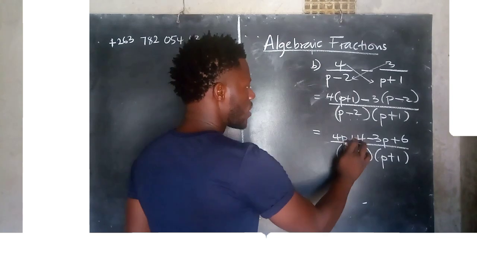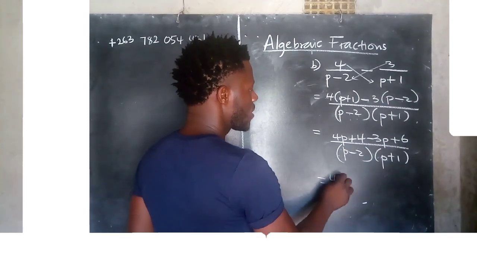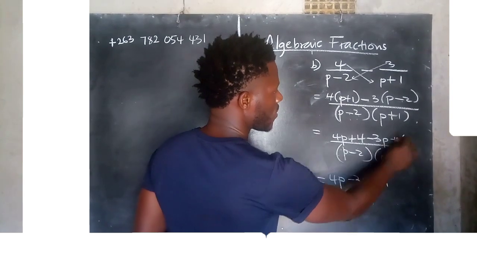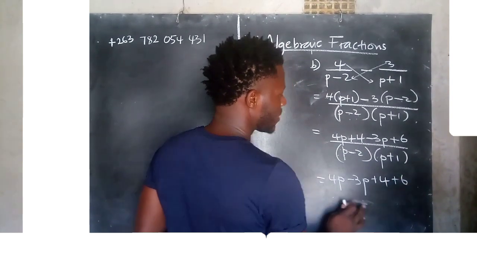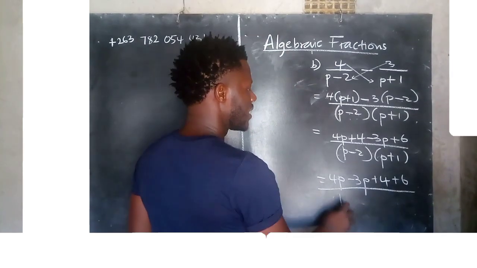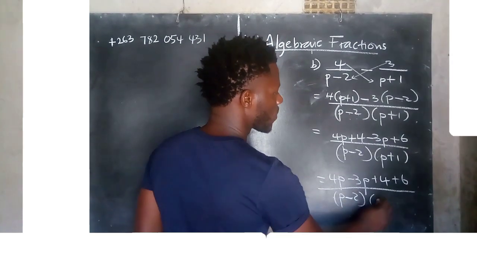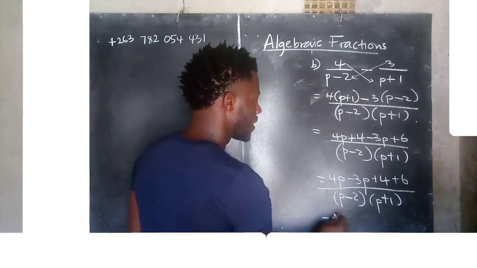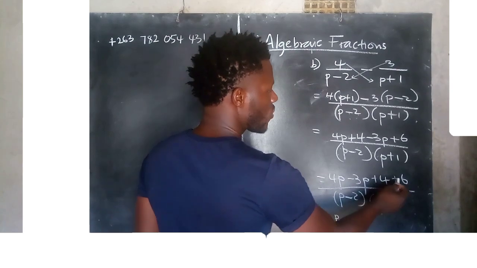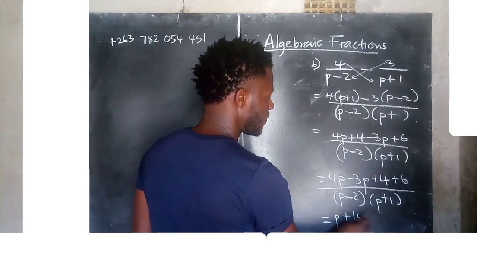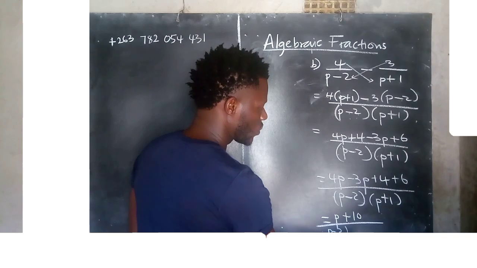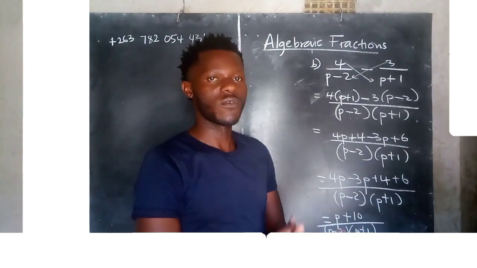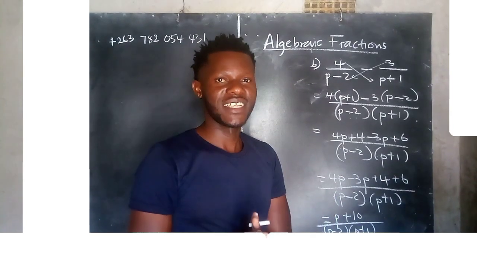Alright, so now let's group the like terms. That is 4p and minus 3p, plus 4 plus 6. When grouping like terms, a number is grouped with its sign. The denominator will remain p minus 2, p plus 1. Then the final answer: 4p minus 3p, we get 1p. Then 4 plus 6, we get positive 10. So p plus 10 over p minus 2, p plus 1. That's all about addition and subtraction of algebraic fractions, as simple as that.